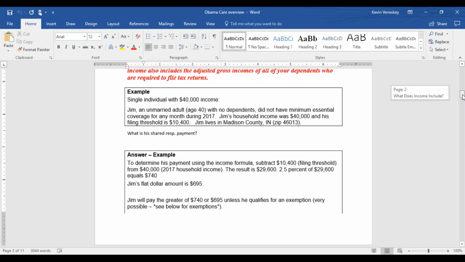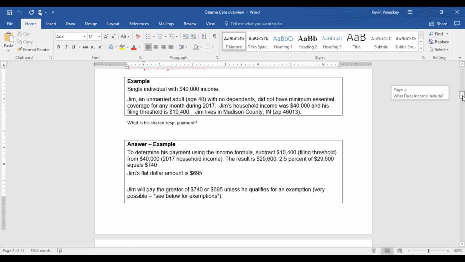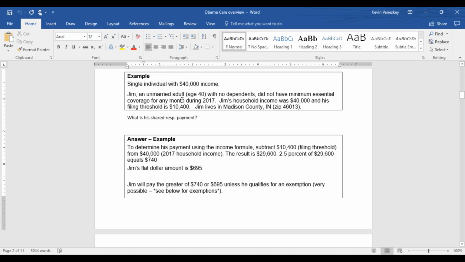What I wanted to do here is just show you an example of how much somebody might have to pay in a penalty. Jim, who is unmarried, 40 years old with no dependents, did not have insurance. His household income was $40,000, and his filing threshold is $10,400, I believe. So that is for the 2017 tax year, not necessarily for 2016.